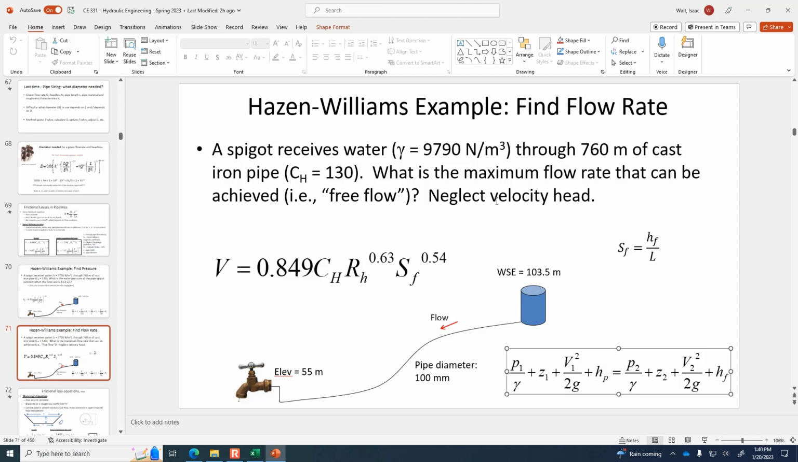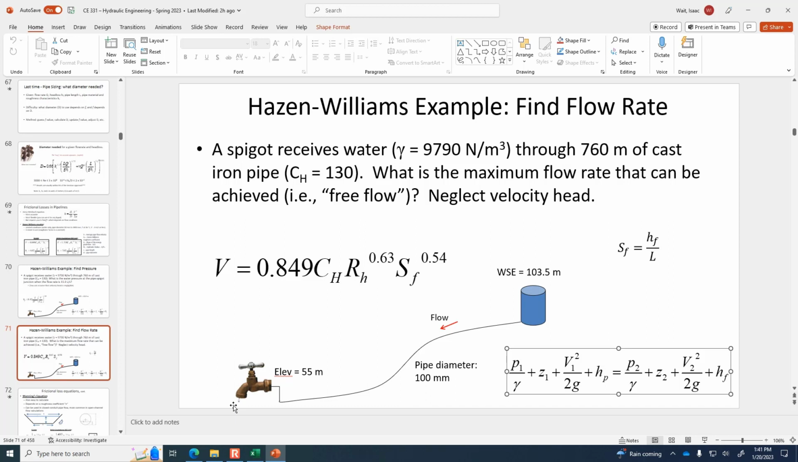Z2 plus V2 squared divided by 2G plus H sub F. All right. We're talking about an open tank of water, so that's why we cancel out P1. The water is exiting at that spigot, and so now we're going to cancel out P2 as well, because as soon as a water jet comes out of a pressurized pipe, it suddenly loses all of the pressure.